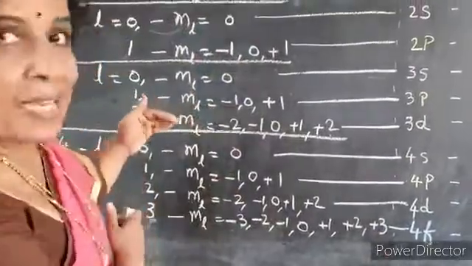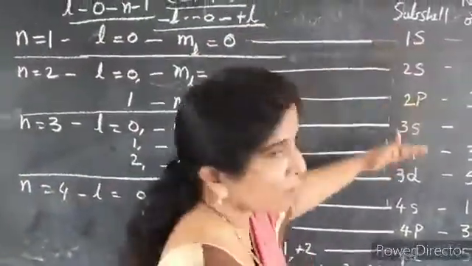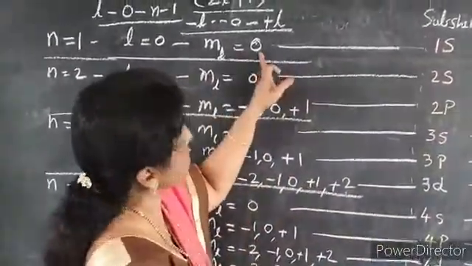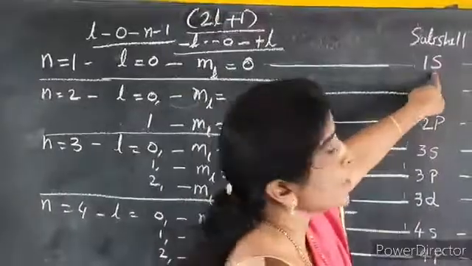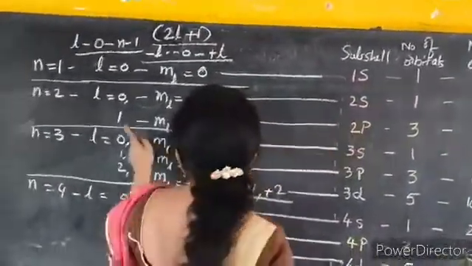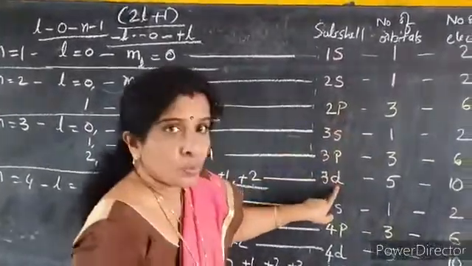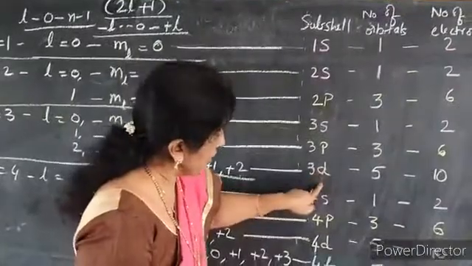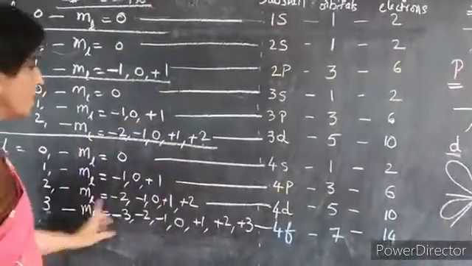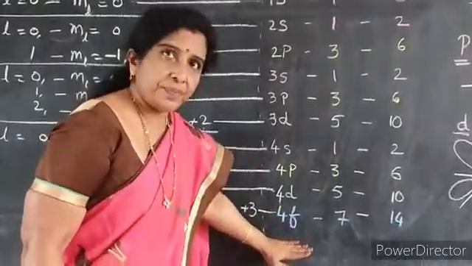Now these magnetic quantum numbers correspond to particular subshells. So what are the subshells? When L is 0, what is the subshell? It is s. And when L is equal to 1, the subshell is p. When L is equal to 2, the subshell is d. And when n is equal to 4, when L value is 3, the subshell is 4f or f.